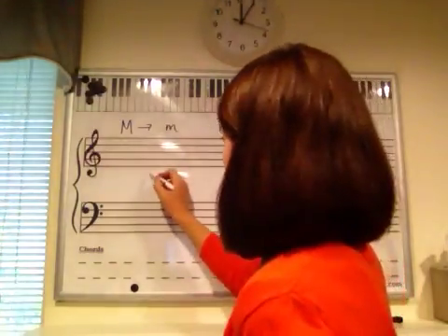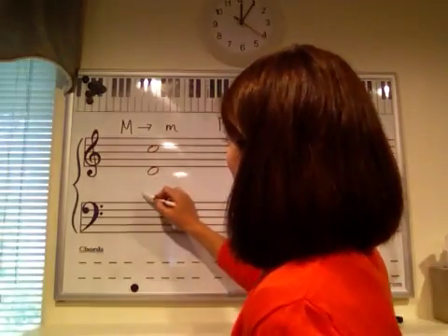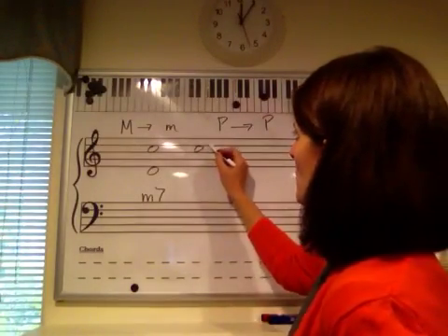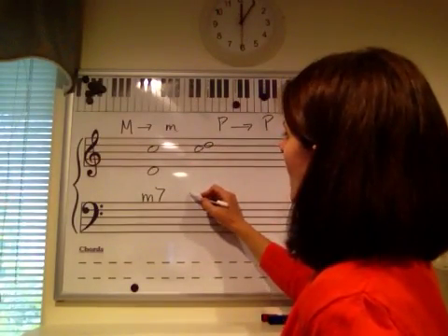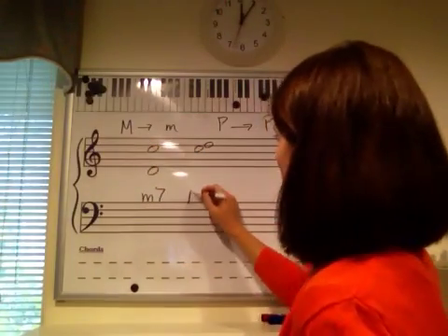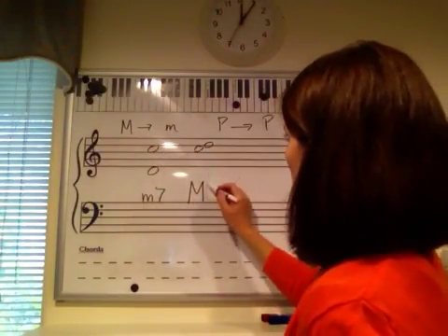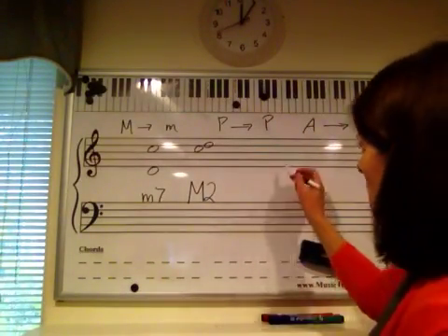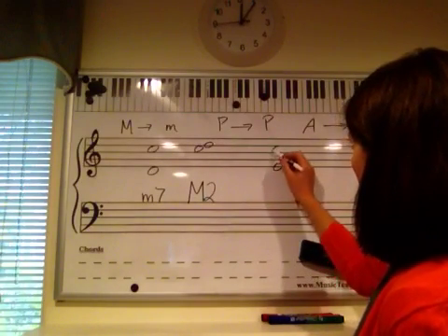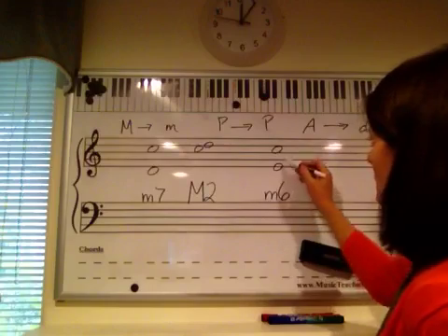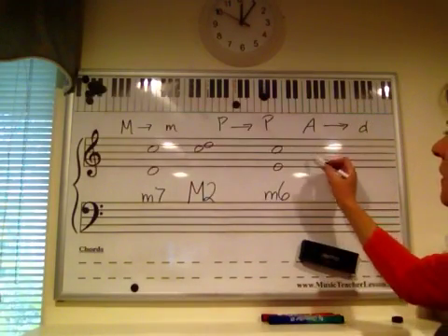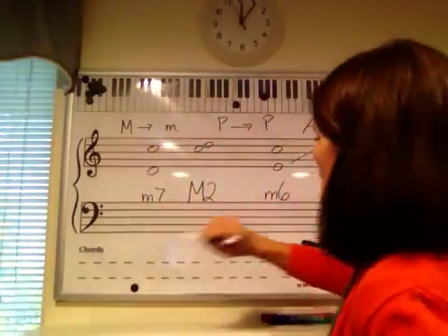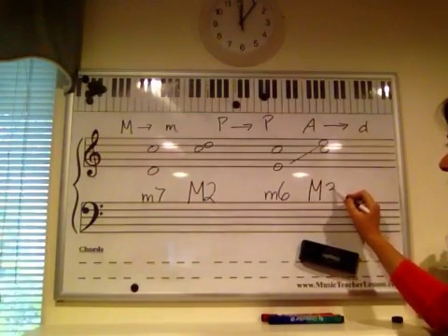So if I have a minor seventh, and I invert that by moving the D to the top, I now have, minor inverts to major, seventh inverts to second. I now have a major second. Let's do another one. I have a minor sixth, E to C, and I'm going to invert it by moving the E to the top. Minor converts to major. I have a major third.